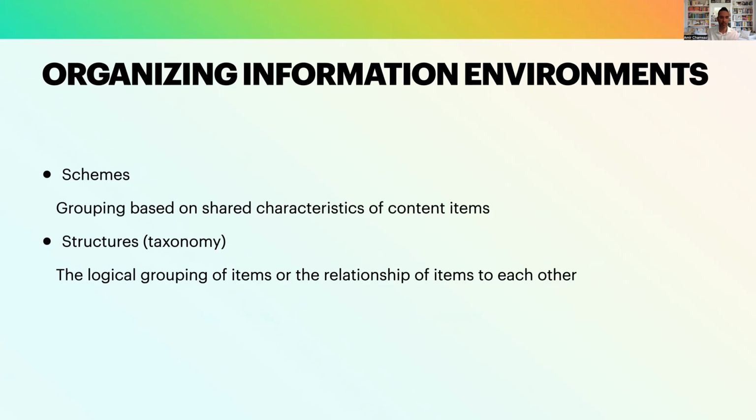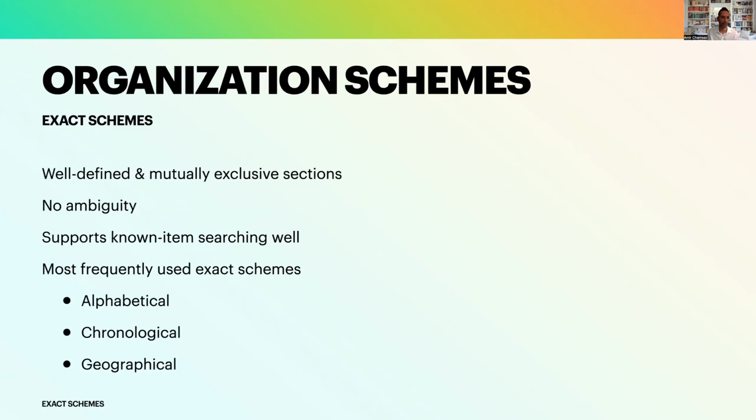Structures are how those groupings are done. Is it in a hierarchy, where there's a parent and then a child, or what are other ways that we're going to review here? So first, schemes. There are a few different models of schemes. One is exact schemes. Those are schemes that are well-defined, mutually exclusive sections. There's no ambiguity, and it works when people know what they're looking for.